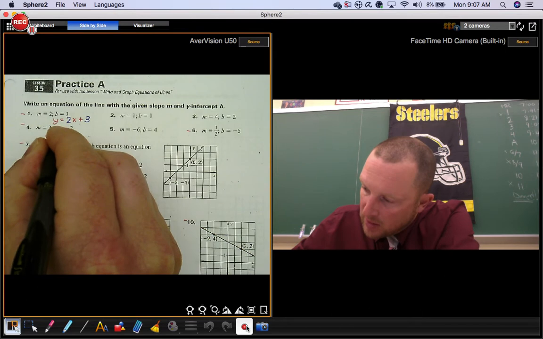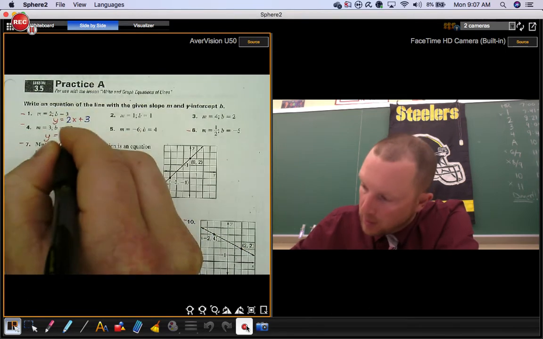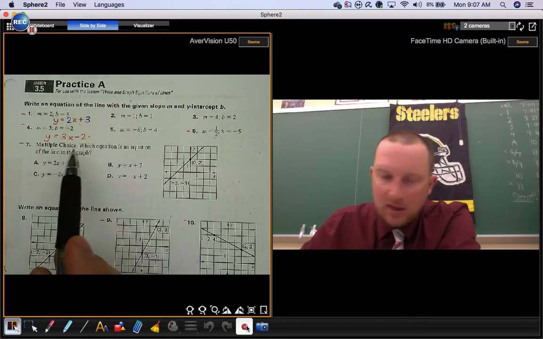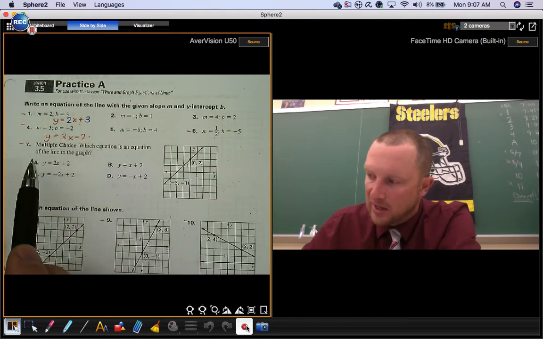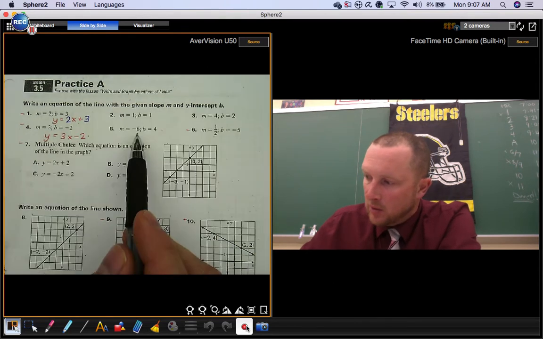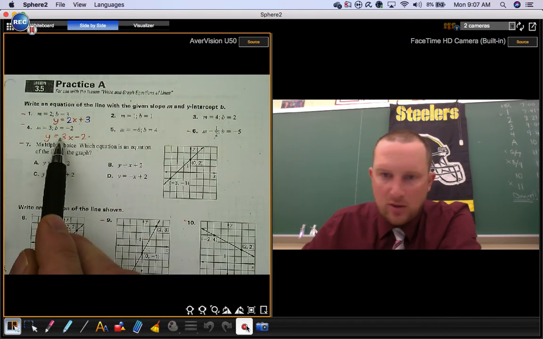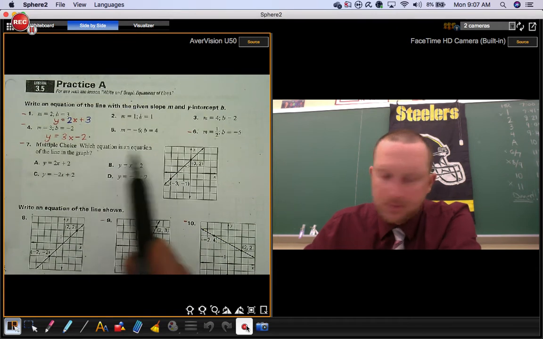Y is going to be equal to 3x minus 2. You could also put plus negative 2 if you wanted to. But I want to give you an example where your y-intercept was negative. Now, your slope could also be negative. That's just going to change the sign on the coefficient of x. Doesn't make the problem any more difficult.